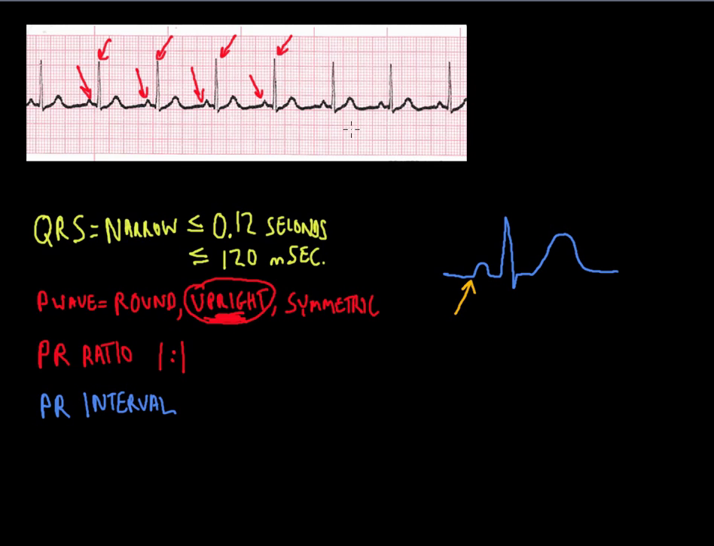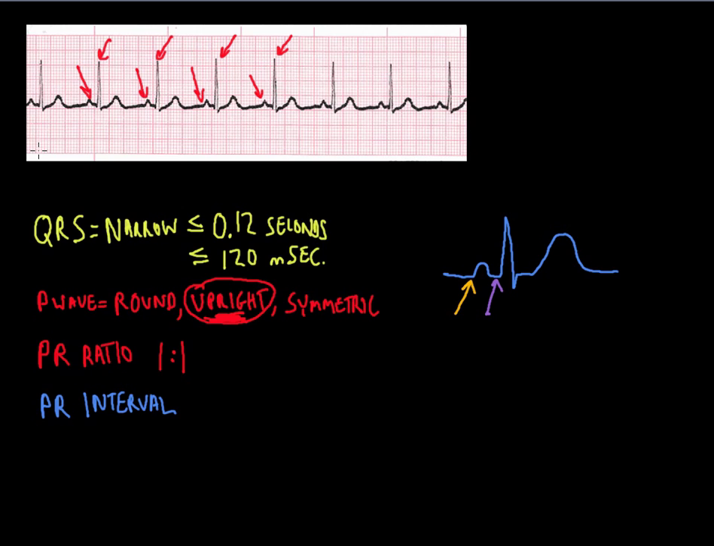And then I'm going to come over here in purple and I want to find when the ventricles actually start to move. So if I come up here, right there is where my ventricles are starting to move. So I'm measuring from the beginning of the P wave to the beginning of the QRS. And that would be my PR interval.